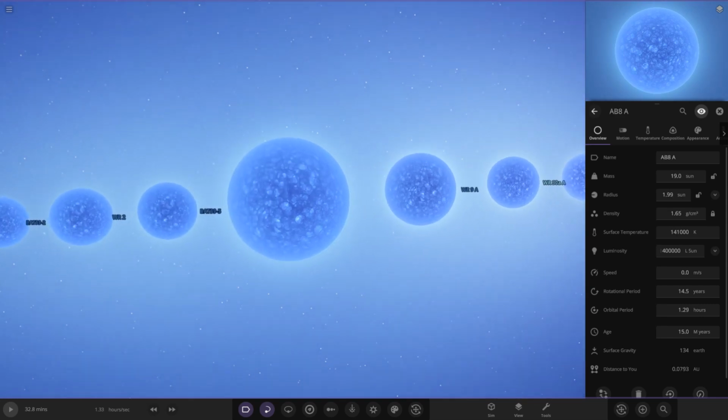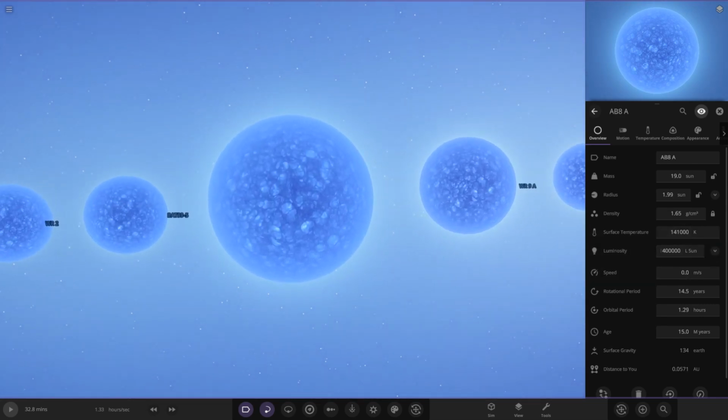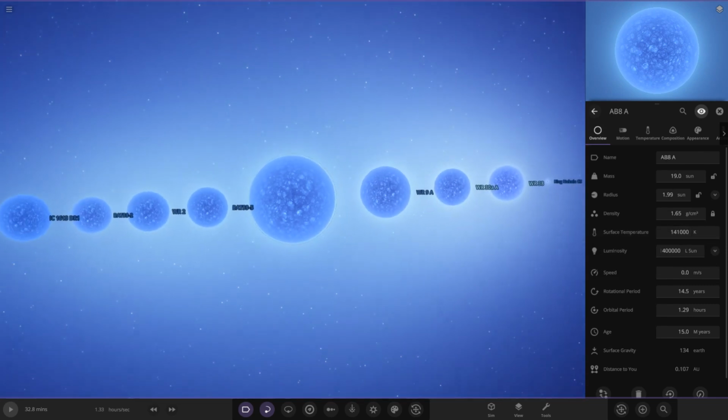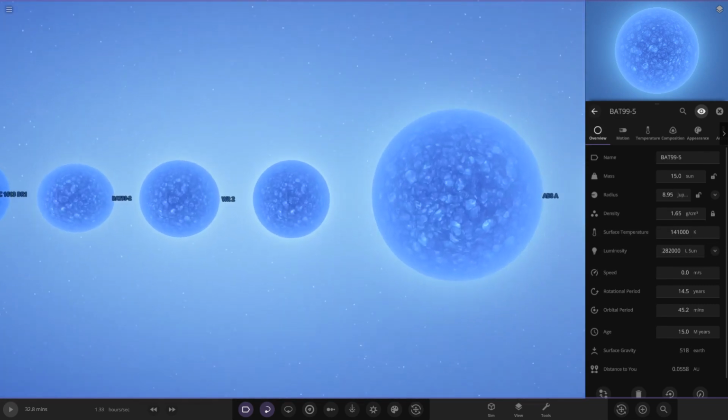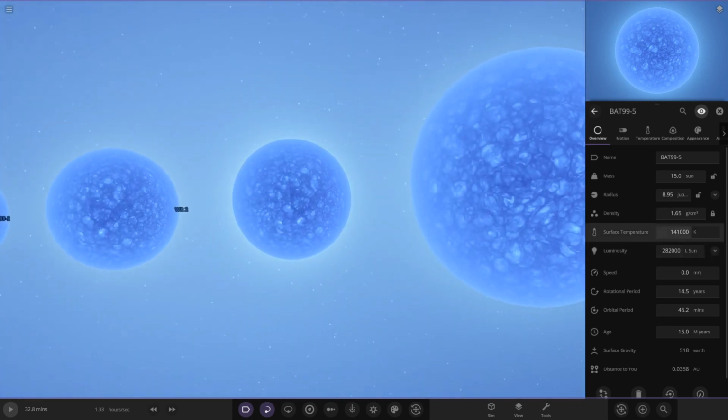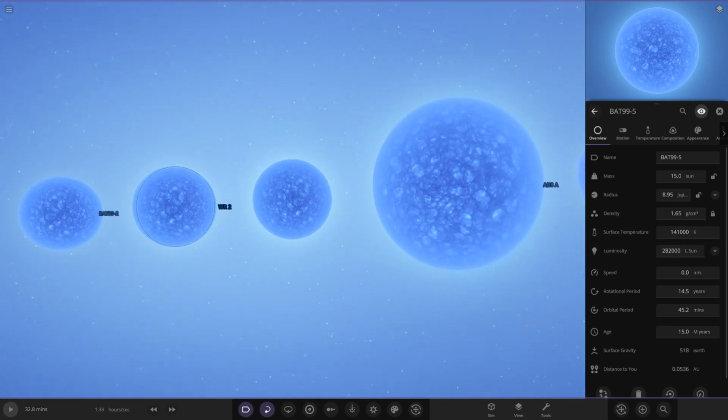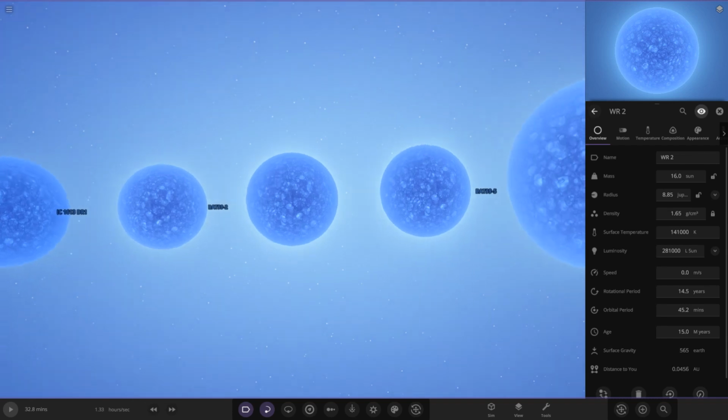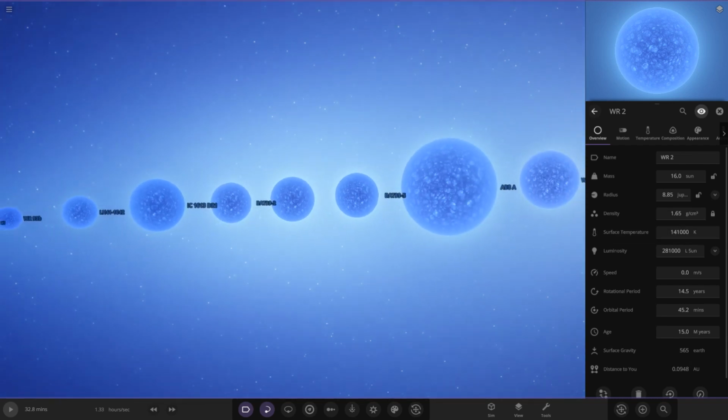Next star along, 141,000. I've never heard of any of these names for these stars. So there we are. We're going by his word that these are all legit, I guess. So 141,000 on this one as well. Next up, we've got another 141,000. So they've all got similar temperatures here. So there we are.